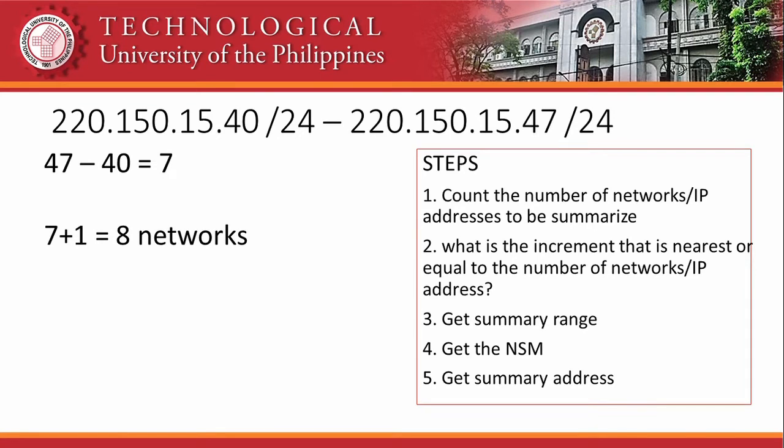Tapos, 7 plus 1 is equals to 8 networks. Teka, bakit nag-add ng 1? Kasama kasi yung initial value ng range from the network address. Di pwedeng mawala yun, kaya palaging nag-add ng 1.